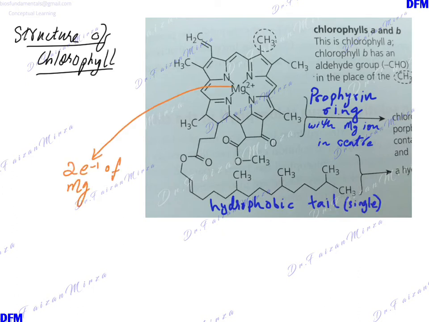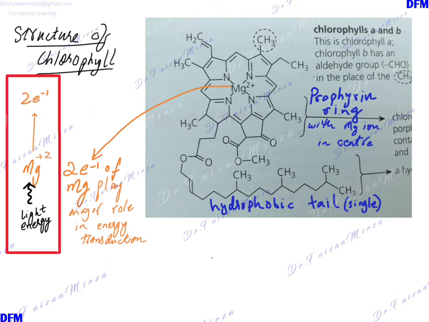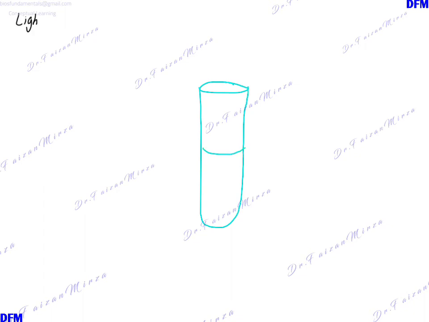The magnesium has 2 electrons, and these 2 electrons play a major role in photosynthesis, in energy transduction. And how so? When light energy falls on magnesium, it allows 2 electrons to get ejected out of its outermost shell, and magnesium turns into a magnesium 2+ cation. These 2 electrons are the ones that will start to move along the electron transport chain, which we'll be discussing shortly, not in this video, but in the next, or probably the one after that.